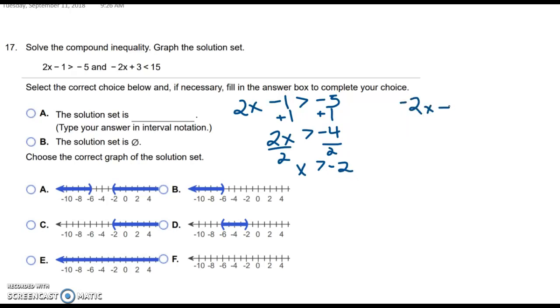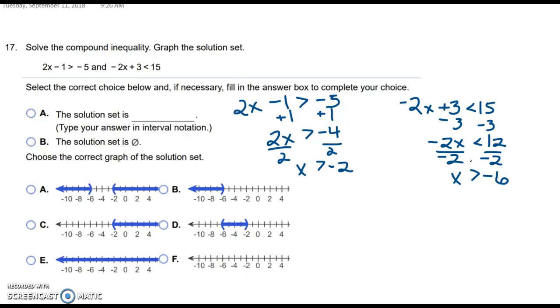Negative 2x plus 3 is less than 15. So we'll move that 3 to the other side. That gives us negative 2x is less than 12. Divide both sides by negative 2. It gives us x is now going to be greater than negative 6. So because we divided by a negative, we change that sign.